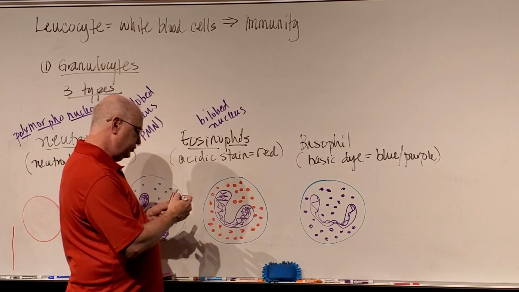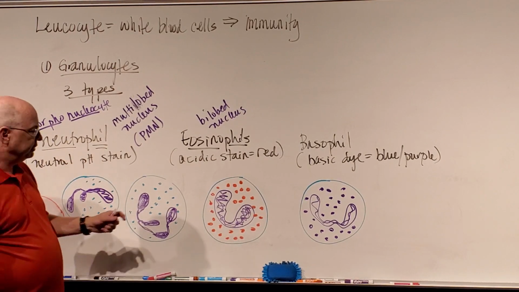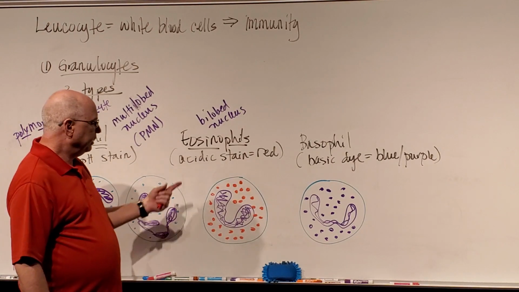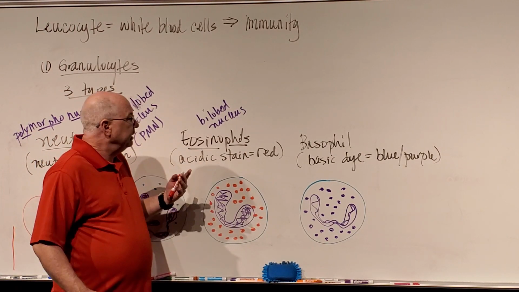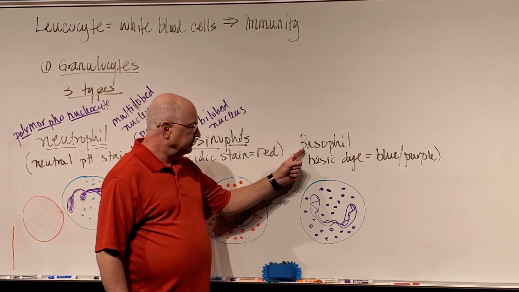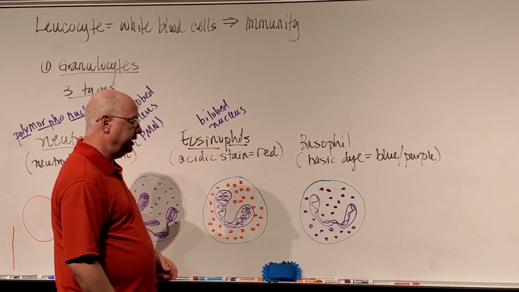I always think of it this way. If it's hard to see the granules, they're neutrophils. And they have a nucleus that's different. Eosinophils, the E, I think of the red in E for eosin, the red granules. And the B in basophil is for the blue granules, the dark purple or bluish granules.